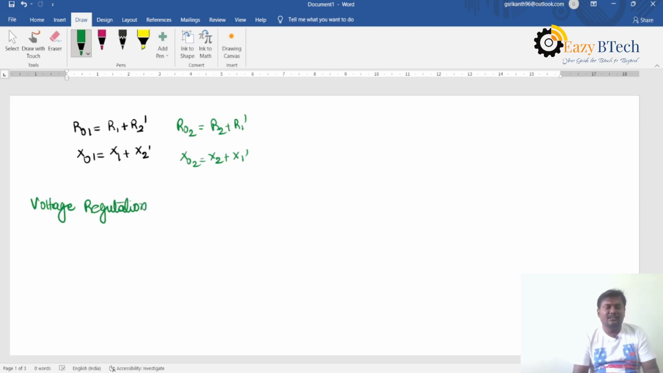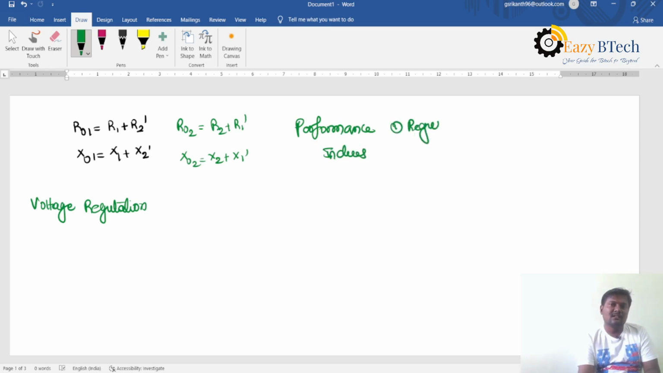In order to know the performance of the machine or the device, we require two indices. Performance indices are: one is regulation, and another one is efficiency. If you go for motors, we can calculate the speed regulation. If it is a generator, we can calculate the voltage regulation. For a transformer, we should concentrate on voltage regulation.